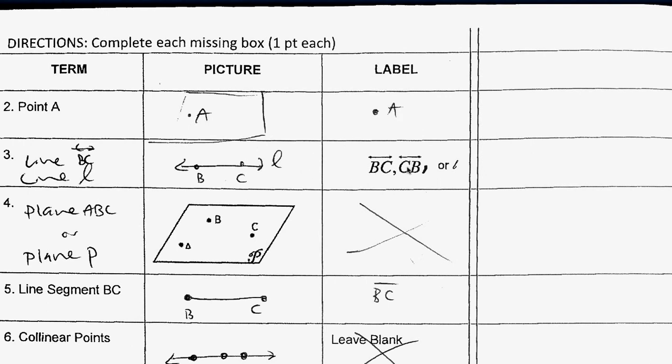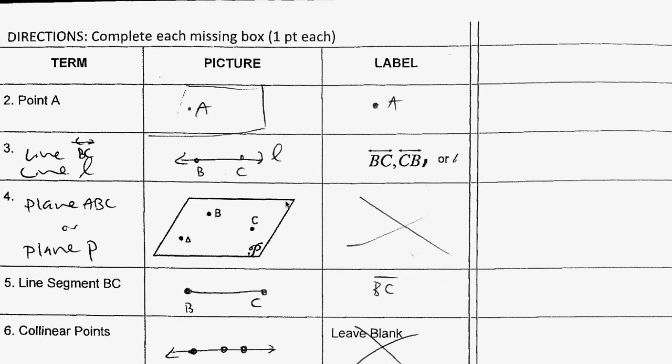My other hint for this one is, notice you have arrows right there. So therefore this is called line BC or CB, and cursive L there, line BC or line L. This one here shows me a picture, and my term is plane ABC or plane P. That's a P if you didn't notice.